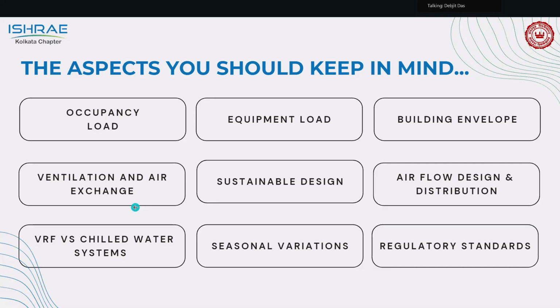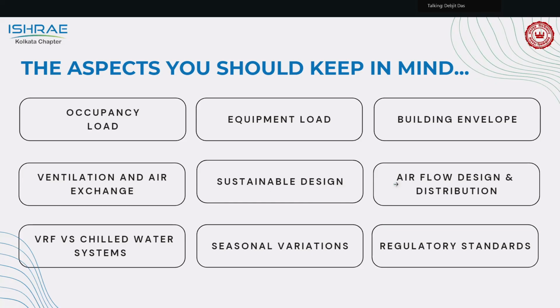Fourth point is ventilation and air exchange. This is a very important point, because hospitals are more prone to bacterial or fungal growth in the air inside. So you cannot let the air run around the whole hospital. You have to ventilate the air properly, and you have to purify the air as well. So this ventilation and air exchange is also something very important.